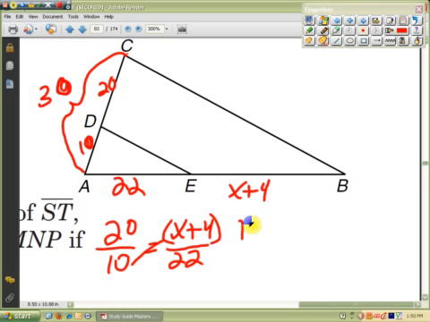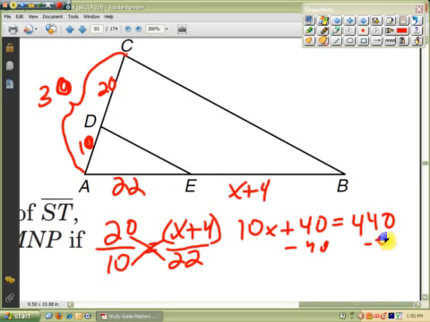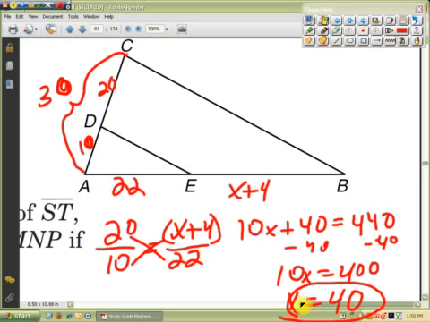10 times x is 10x. 10 times 4 is 40. And 22 times 20 is 440. Subtract the 40. 10x will equal 400, which makes x equal to 40. Okay? Finally, number 6.